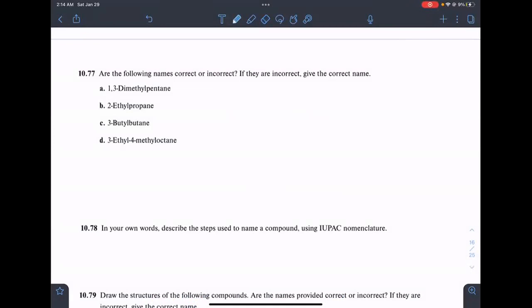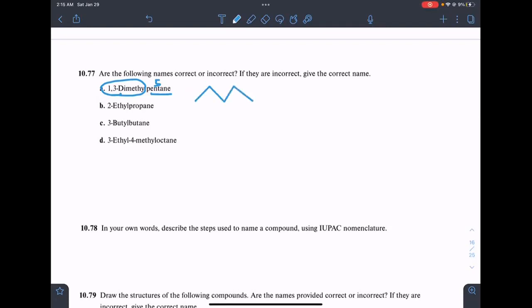So for the first one, we have 1,3-dimethyl pentane. Pentane tells us it's 5. And then here are our substituents, right? So let's draw that. Let's draw our main chain first. Pentane is 5. So that's 1, 2, 3, 4, 5.